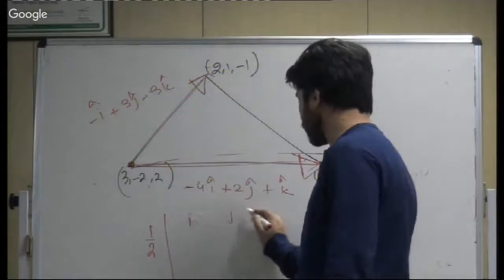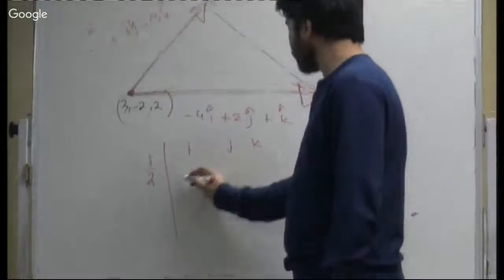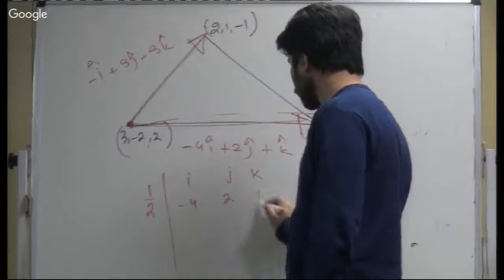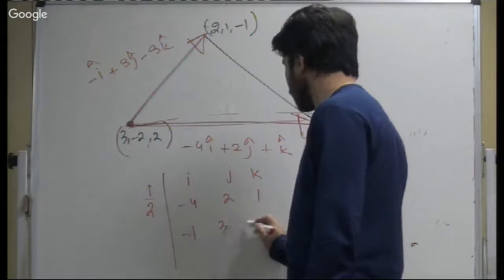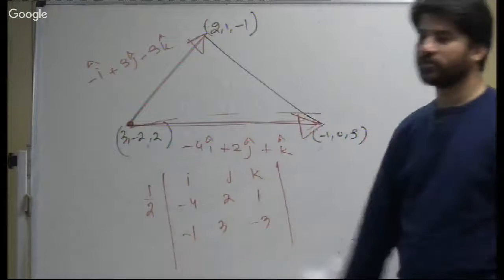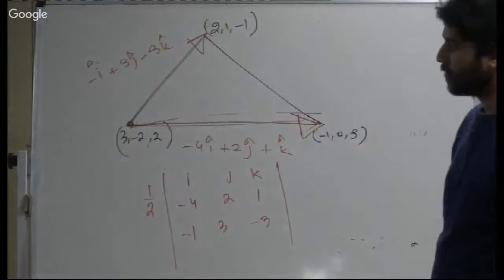the determinant with rows i, j, k. Take this one first as minus 4, 2, 1. Take the other one as minus 1, 3, minus 3. Solving this, you will get the area. Right? Correct? Understood?